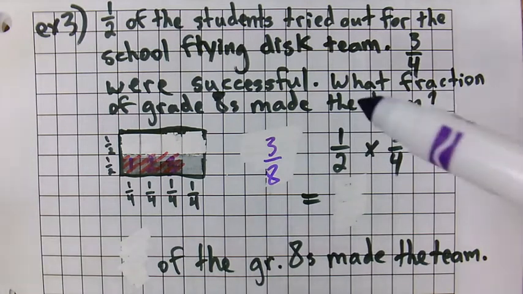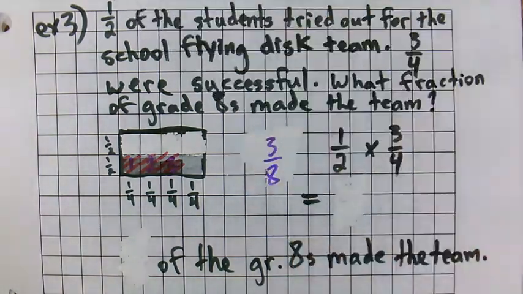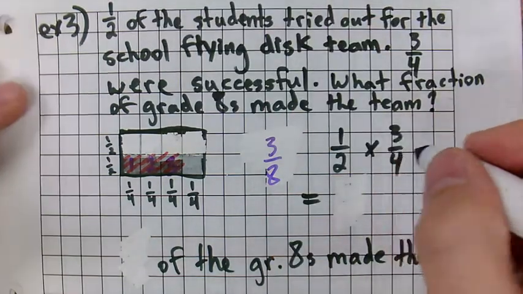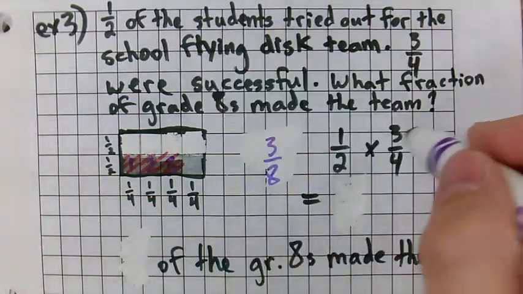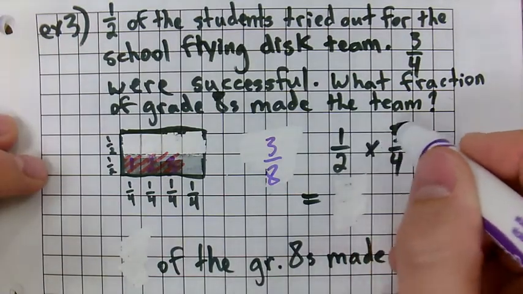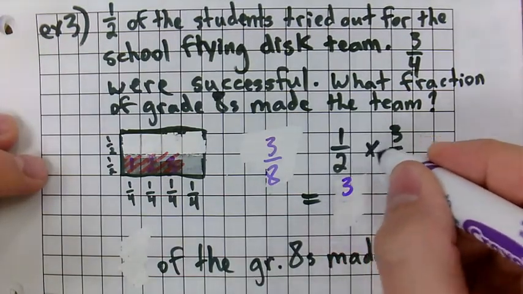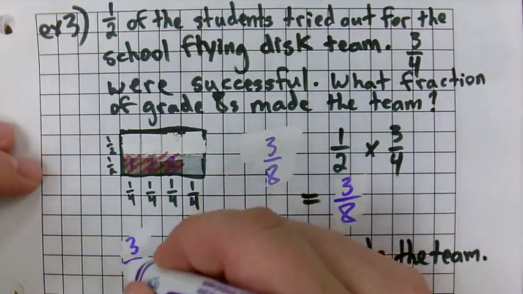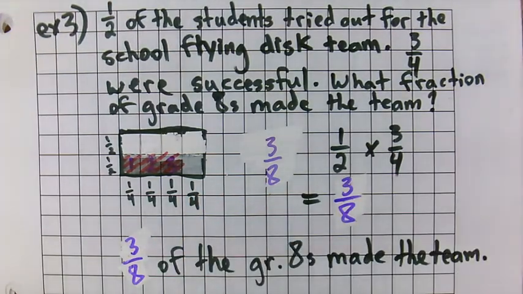Now to check this, we're talking 3/4 of a half. 3/4 of a half means 3/4 times a half, or a half times 3/4. The order doesn't matter. 1 times 3 is 3. 2 times 4 is 8. And we got 3/8. Therefore, 3/8 of the grade 8s made the team. So if there were 8 students in the class, 3 would have made the team. That'd be a small ultimate frisbee team and also a small class.